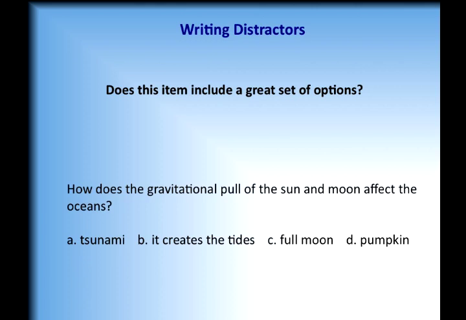Okay, let's take a look at some examples. Does this item include a great set of options? No, this is not a great set of distractors for two reasons. The distractors are nouns, while the keyed response is a sentence. Also, option D, pumpkin, clearly has nothing to do with the stem.